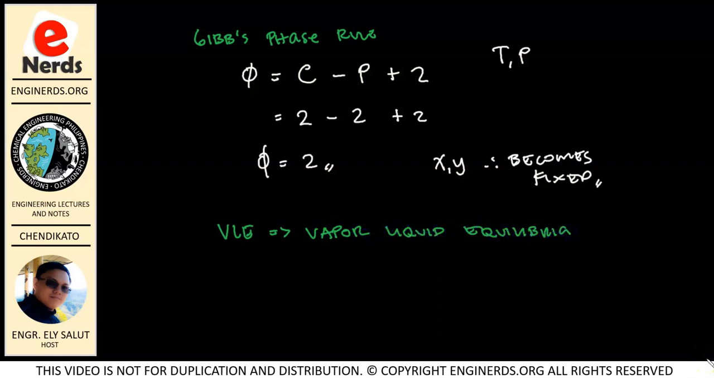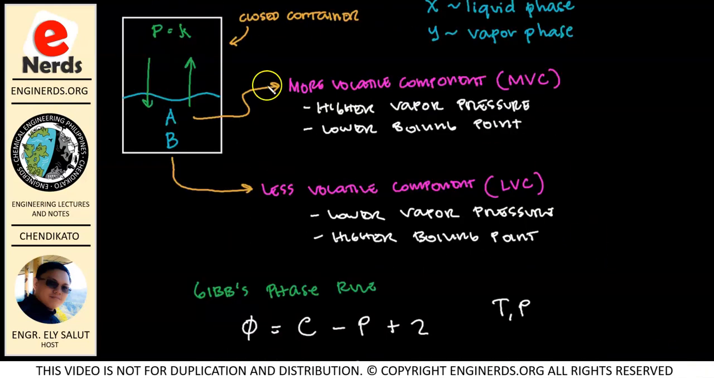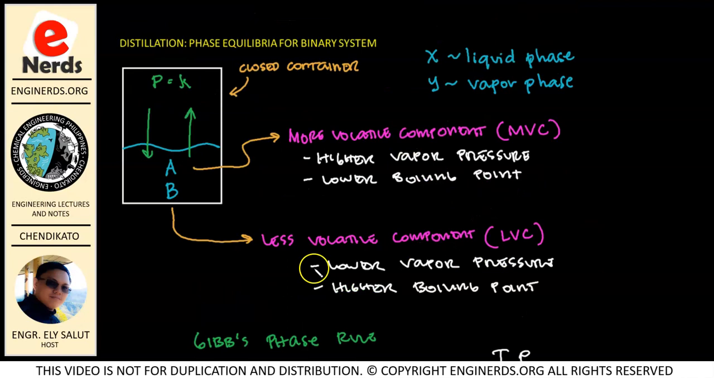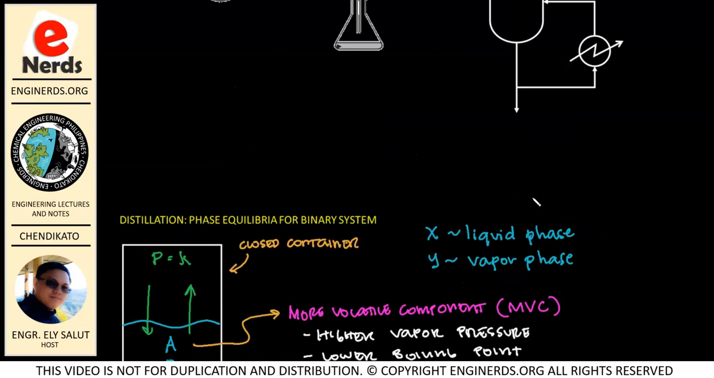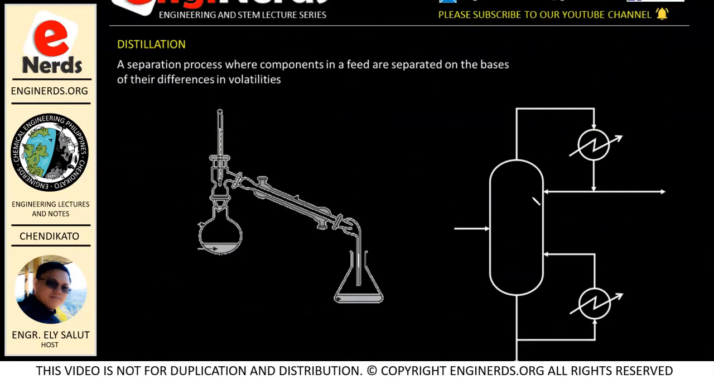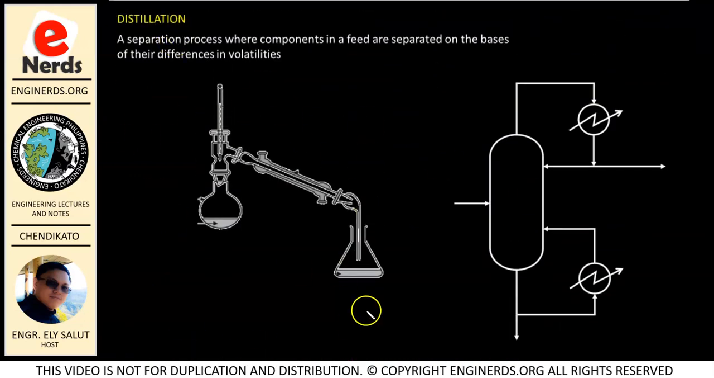Alright, so alam na natin yung more volatile component and the less volatile component, no? As per our discussion dito sa phase equilibria for binary system. Now, we're going to identify that dito sa ating diagrams. Okay, so we already know about the simple distillation setup na pinag-aralan natin sa chemistry, no? But let us identify muna yung mga parts para hindi tayo mahirapan, ano?